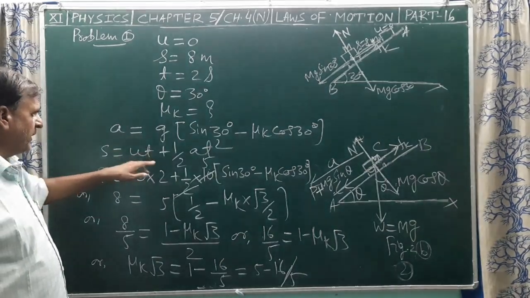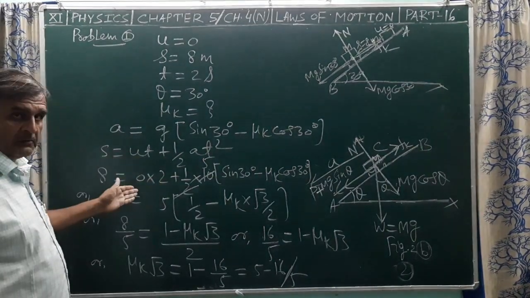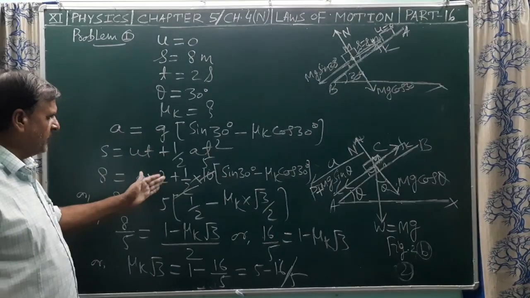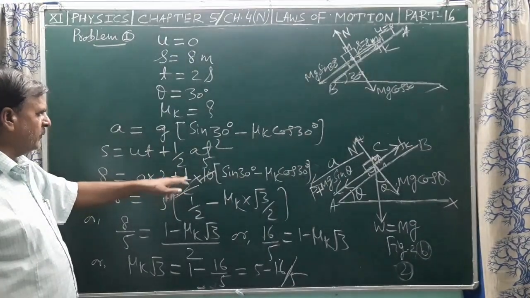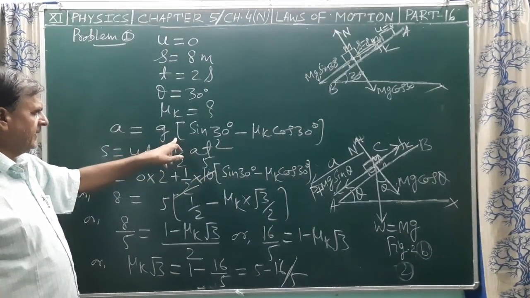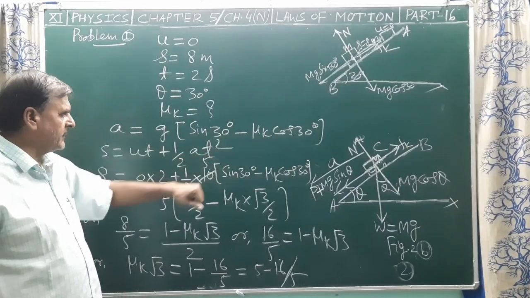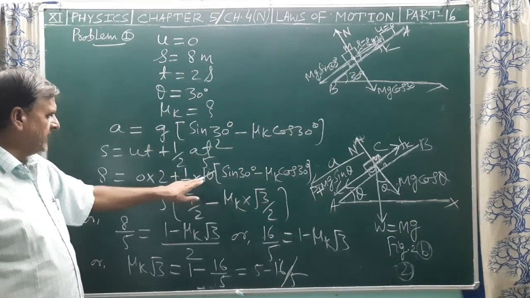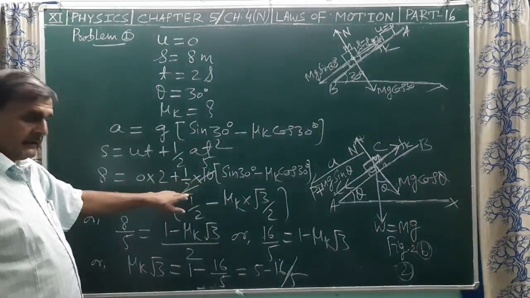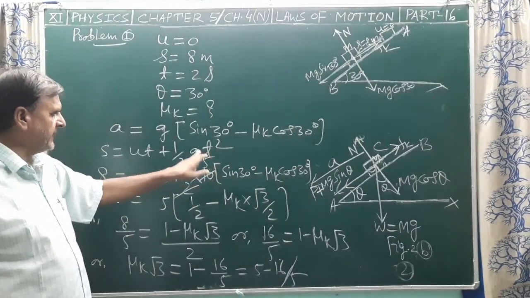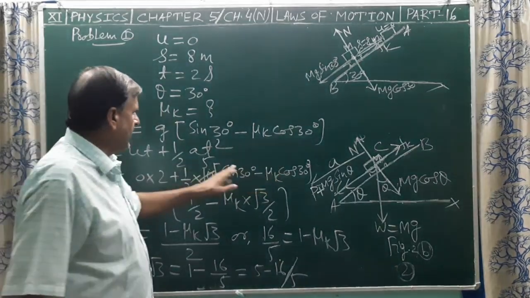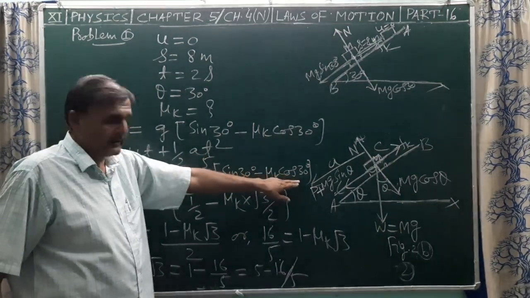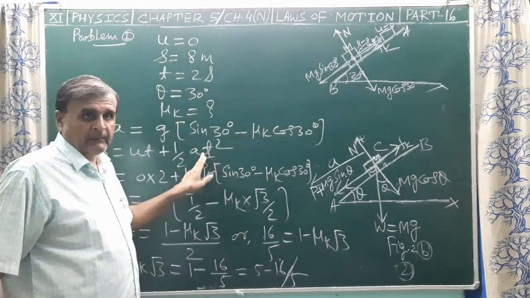The formula is s equals ut plus half a t square. The initial speed of the block is 0, so it is 0 into t, with t replaced by 2. In the second term it is 1 by 2 into a, which is g under bracket sin 30 minus mu k cos 30. g is 10 meter per second square as given in the problem, so it is cancelled out by the 2 in the denominator, and now it is 5 under bracket sin theta minus mu k cos 30. A term is missing here, which is t square, and the value of time is 2 seconds.